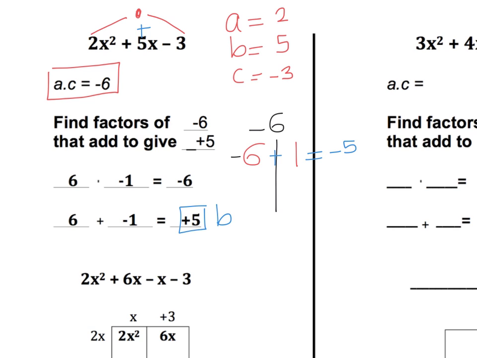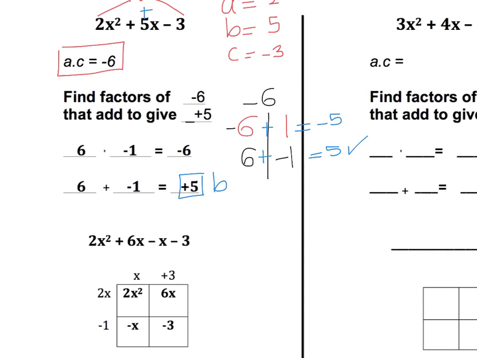I need a positive 5, so what I do is I switch the signs. So instead of negative 6, I put 6. Instead of 1, I put negative 1. Now let's try. 6 plus negative 1 is a 5, and that's what I want. And 6 times negative 1 is a negative 6. So I found those 2 numbers. They are 6 and negative 1.